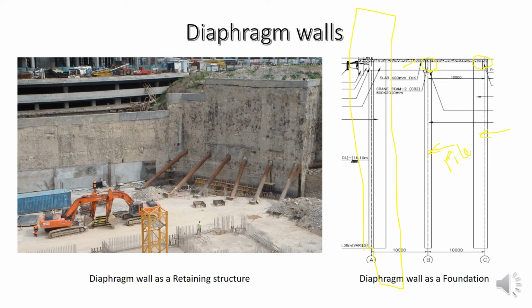Here in this figure we can see these diaphragm walls are not taking any vertical loads, but are subjected to a horizontal load, that means lateral loads. But in this structure we can see the diaphragm walls are subjected to lateral load as well as vertical loads. So this will act as a foundation.